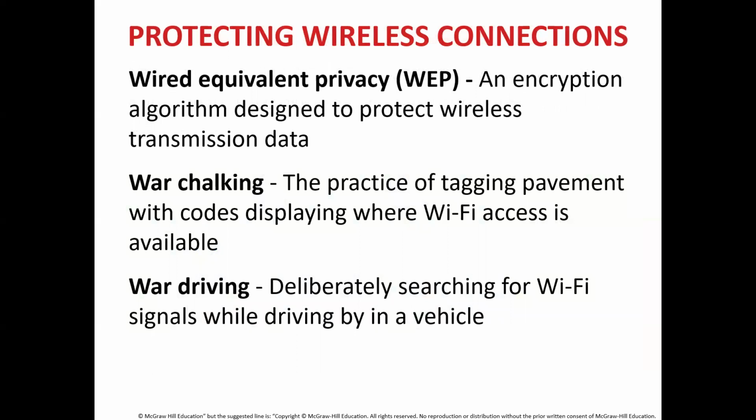Protecting wireless connections. Wired equivalent privacy, or WEP, is an encryption algorithm designed to protect wireless transmission data. If using a Wi-Fi connection, WEP encrypts the data using a key, converting the data into a non-human readable form. The purpose of WEP was to provide wireless networks with the equivalent level of security as wired networks. Unfortunately, the underlying technology behind WEP has been demonstrated to be relatively insecure compared to newer protocols such as Wi-Fi Protected Access, or WPA.